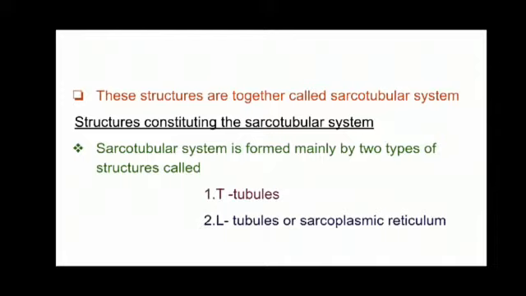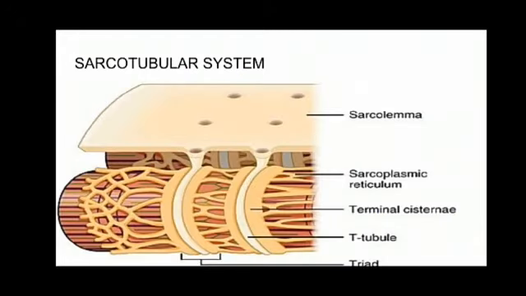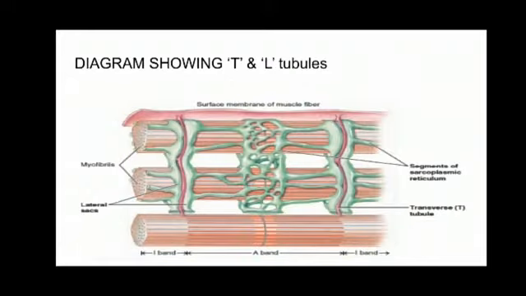Structures constituting the sarcotubular system. Sarcotubular system is formed mainly by two types of structures called 1. T tubules, 2. L tubules or sarcoplasmic reticulum. Sarcotubular system. Diagram showing T and L tubules.